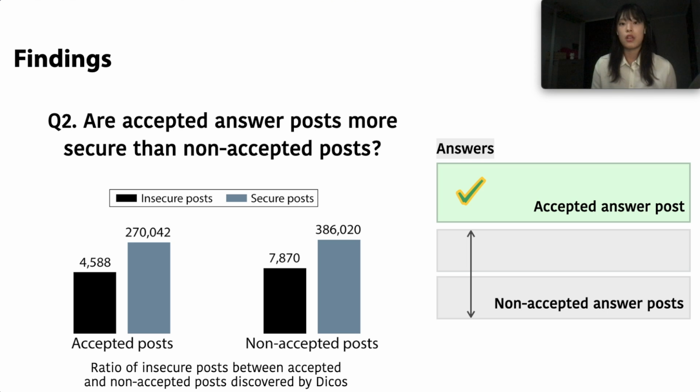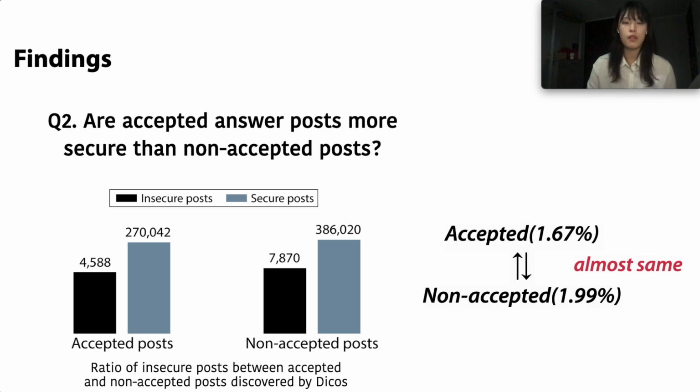The second question is about the correlation between the post acceptance and the security of the post. In general, users are more likely to think that accepted answers are more reliable than non-accepted answers. However, we confirmed that the ratio of insecure posts was almost the same between accepted and non-accepted posts. It means that even if the post is accepted, developers need to verify a code snippet, and Dicos can help this verification process.